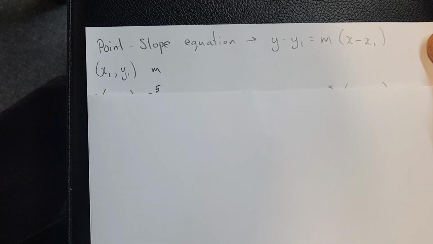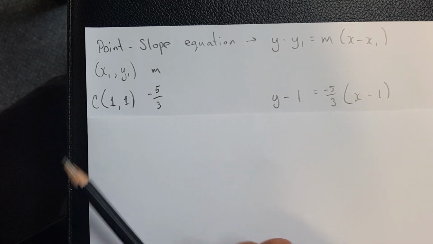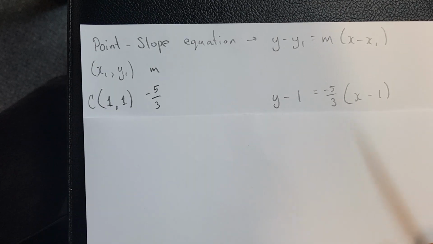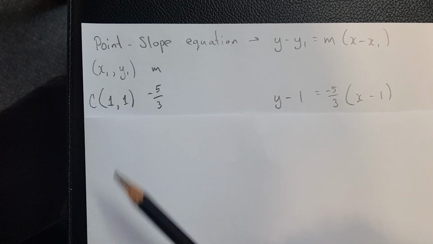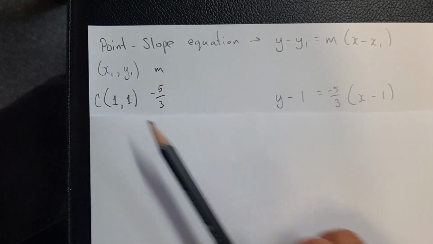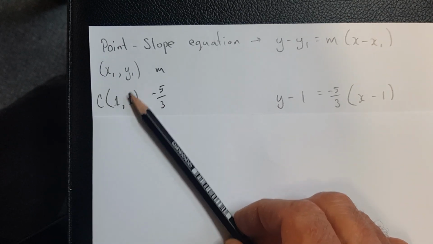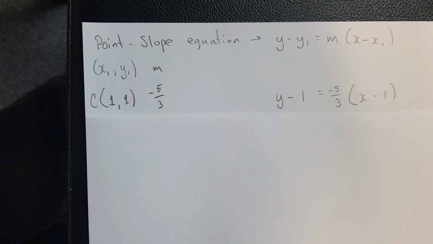Now, we're finding the perpendicular bisector of the line segment AC. I like the point C because it's the point 1, 1. Easy numbers to work with. You could have also used point A, but that had some negatives and other numbers, so I chose to use 1, 1. x1 is 1, y1 is 1, and our gradient is negative 5/3.